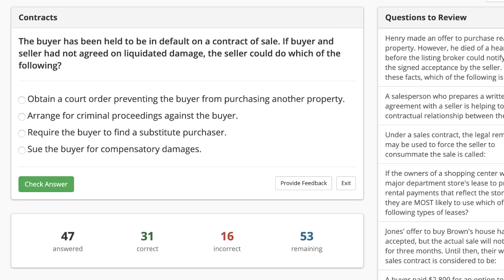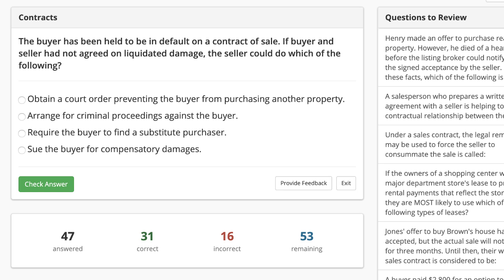Next on the board, the buyer has been held to be in default on a contract of sale. If buyer and seller had not agreed on liquidated damages, the seller could do which of the following? Is that A, obtain a court order preventing the buyer from purchasing another property, B, arrange for criminal proceedings against the buyer, C, require the buyer to find a substitute purchaser, D, sue the buyer for compensatory damages. What does everybody think here? This one I had to read a couple times personally too. Looks like we have a pretty good consensus here as well.